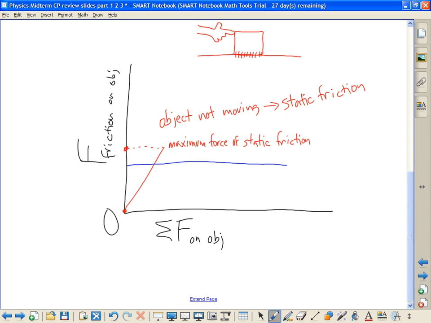And that's a characteristic of the two surfaces and how hard they're pressed together. You're not likely to have to calculate that. But the formula is in the review materials if you're concerned. Once the object is moving, it's like passing your friends in the hall. You don't have time to get friendly. So the force of kinetic friction is constant as long as the object is in motion.